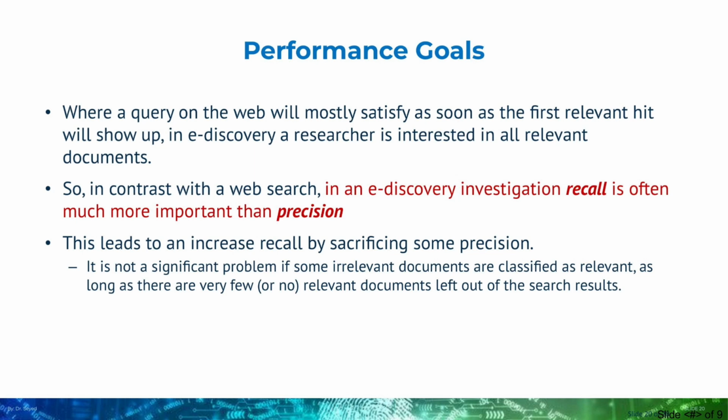Here is a crucial distinction between a general web search and eDiscovery. When you search the web, you just need that first relevant hit. You prioritize precision. But in an eDiscovery investigation, the researcher is interested in all relevant documents. Why? Because missing a single crucial document in a legal case could be detrimental. Therefore, in eDiscovery, recall is much more important than precision. We are willing to sacrifice some precision, meaning we accept classifying some irrelevant documents as relevant, as long as we don't leave out any truly relevant documents.